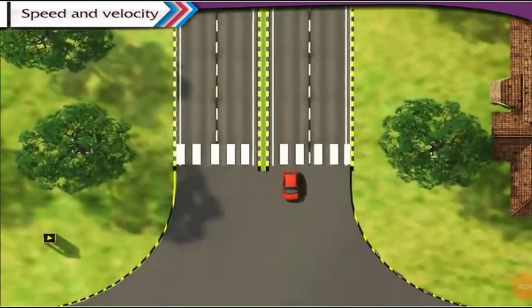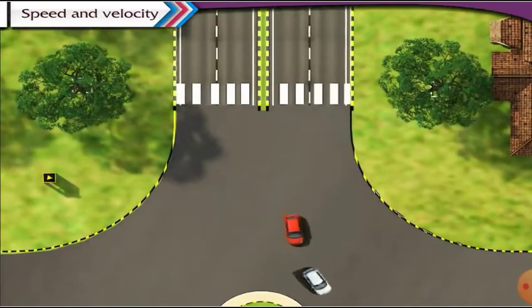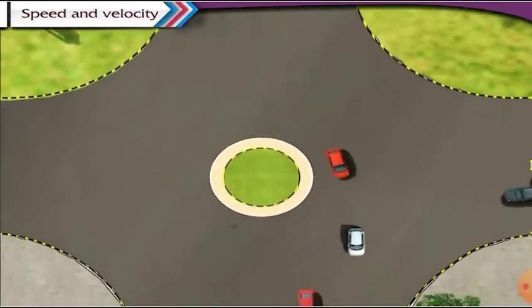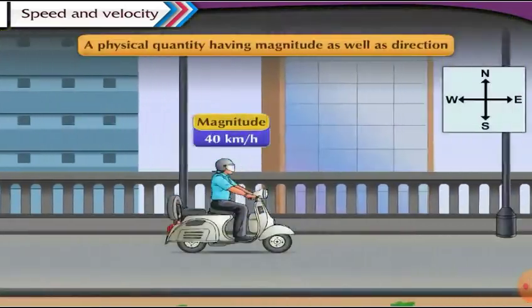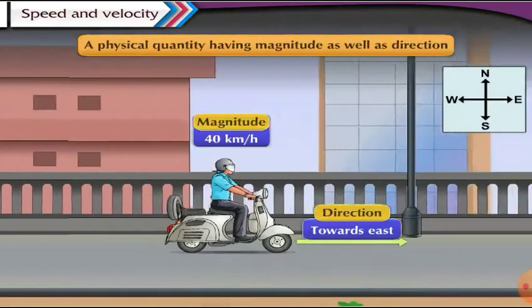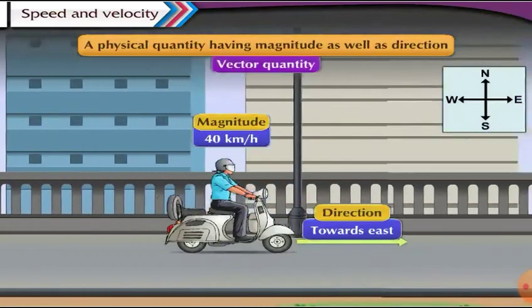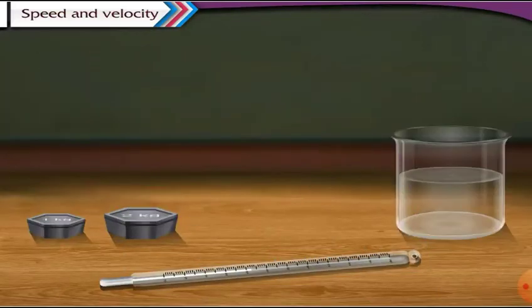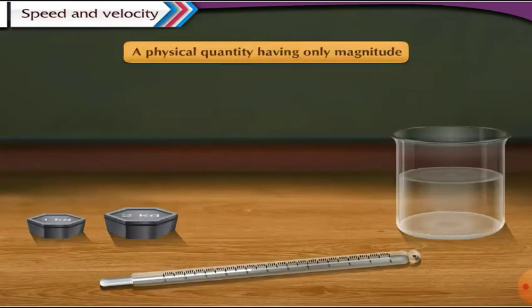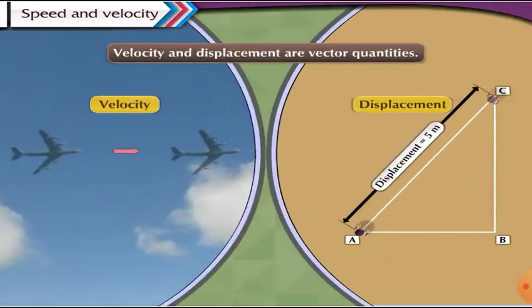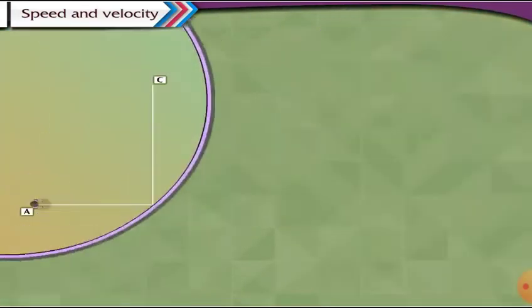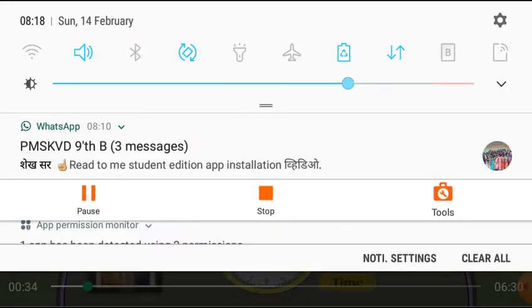and velocity. Before understanding about speed and velocity, let us first understand in brief about vector and scalar quantity. A physical quantity having magnitude as well as direction is called vector quantity. On the other hand, a physical quantity having only magnitude is called scalar quantity. Velocity and displacement are vector quantities, while distance, speed, and time are scalar quantities.